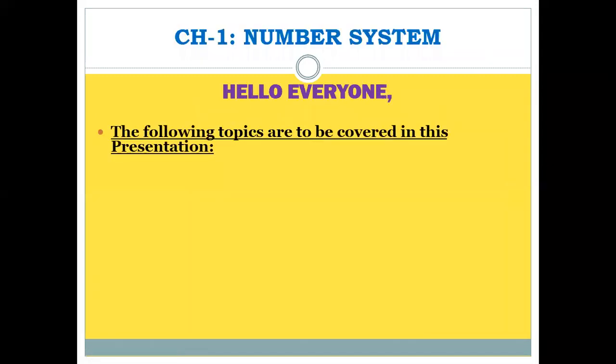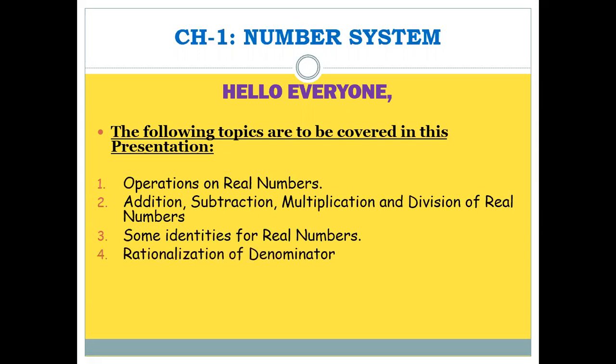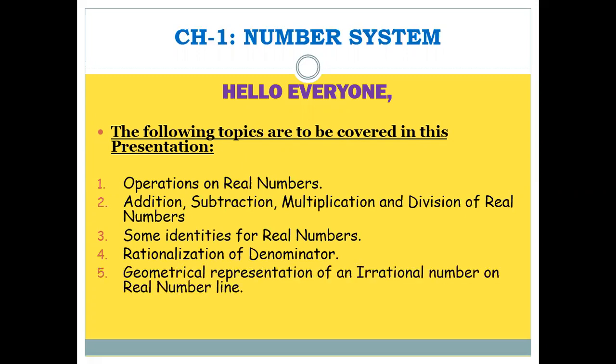Hello everyone. In this video, we are going to discuss the following concepts: operations on real numbers, that is, addition, subtraction, multiplication, and division of real numbers. Then we will discuss some identities for real numbers, rationalization of a denominator, and the geometrical representation of an irrational number on the real number line. Then we are going to discuss NCERT example questions. Questions of exercise 1.5 we will also discuss in this video.